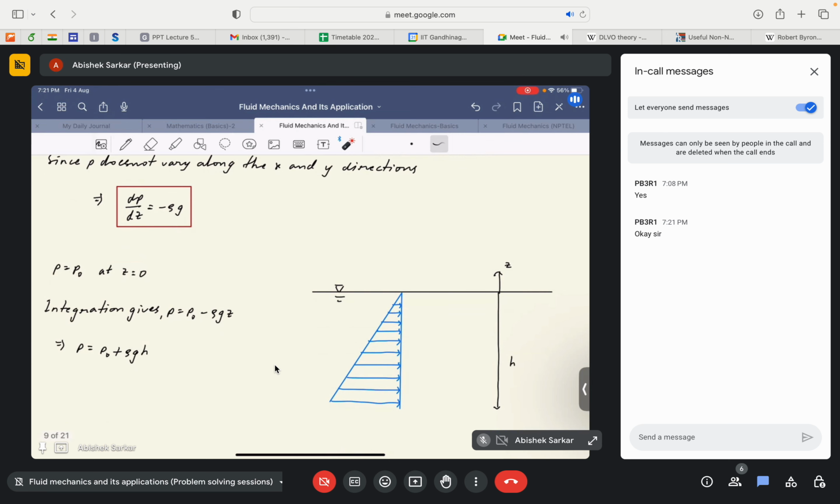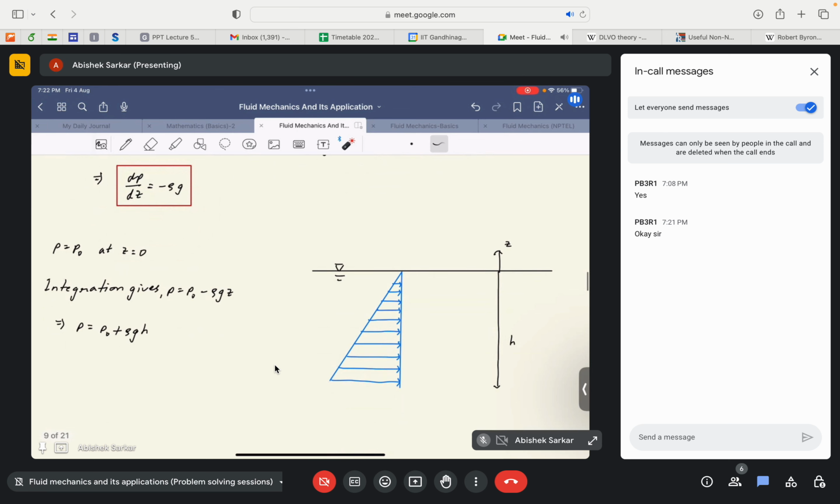So considering this expression, this expression basically is a differential equation of first order, right? It's a first order differential equation of pressure. So solving that, basically we integrate pressure with respect to z. Given that and taking the initial condition that P is equal to P naught at z equal to 0, we get the equation P is equal to P naught plus rho g h, right?